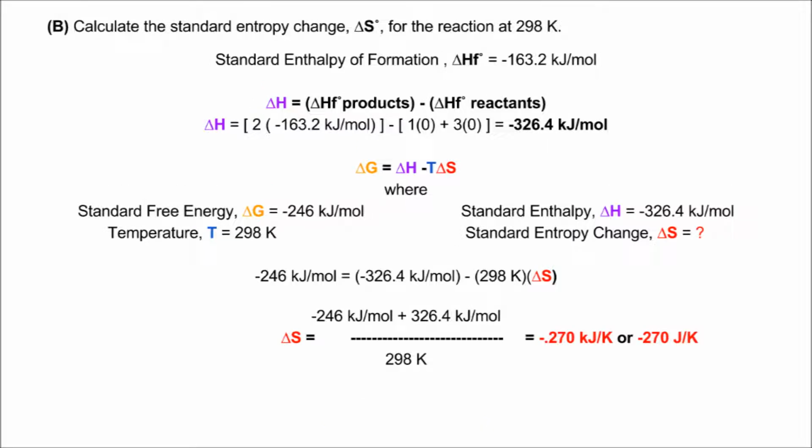Part B asks you to calculate the standard entropy change, delta S, for the reaction at 298 Kelvin and starts off much like Part A, except instead of solving for delta G, we will solve for delta H. Once we have the delta H for the reaction, we can plug into and rearrange the Gibbs free energy equation to solve for delta S. After plugging in and rearranging, we find that delta S is equal to negative 0.270 kilojoules per Kelvin, or negative 270 joules per Kelvin.